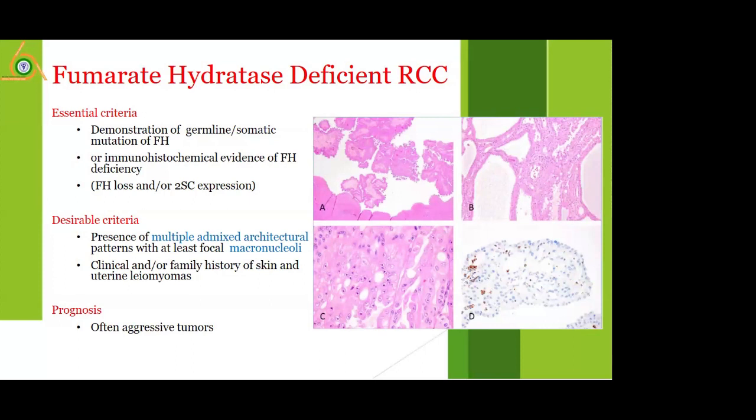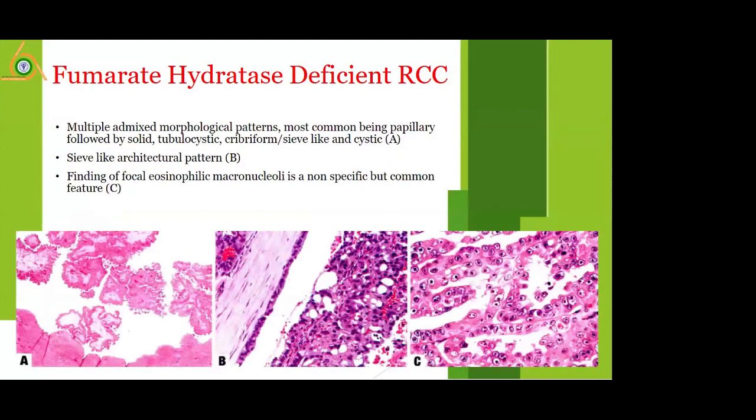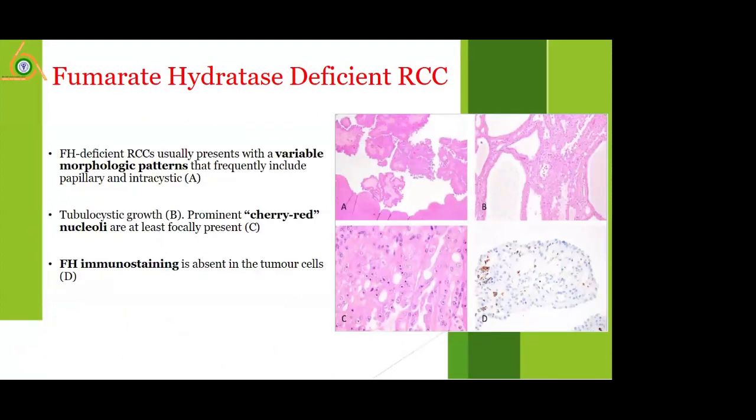Next slide, please. Next. So again, to re-emphasize, the important thing is that there is variable morphology. You may have papillae, tubulocystic architecture, sieve-like cystic architecture, and macronucleoli. Next. This I've already highlighted. Next.